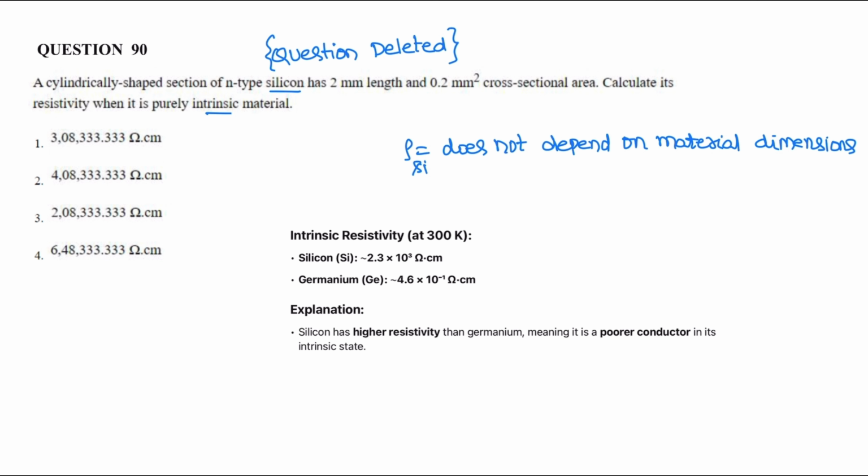For silicon it is 2.3 into 10 cube ohm centimeter. Silicon has higher resistivity than germanium, meaning silicon is a poor conductor in intrinsic state. Silicon is a poor conductor in intrinsic state when compared to germanium.